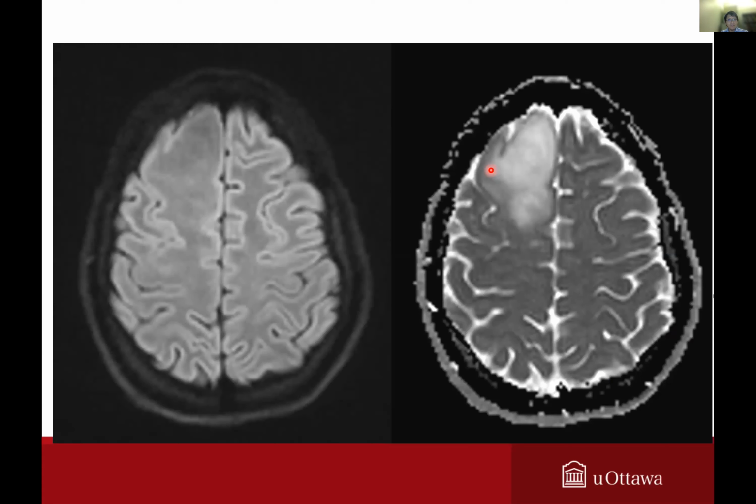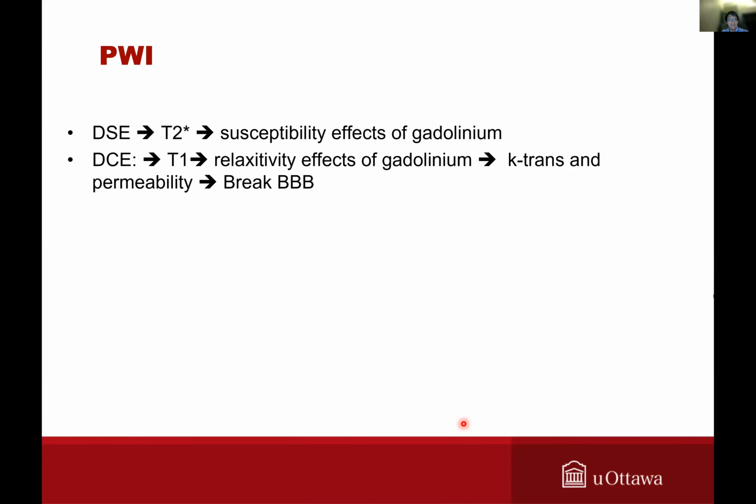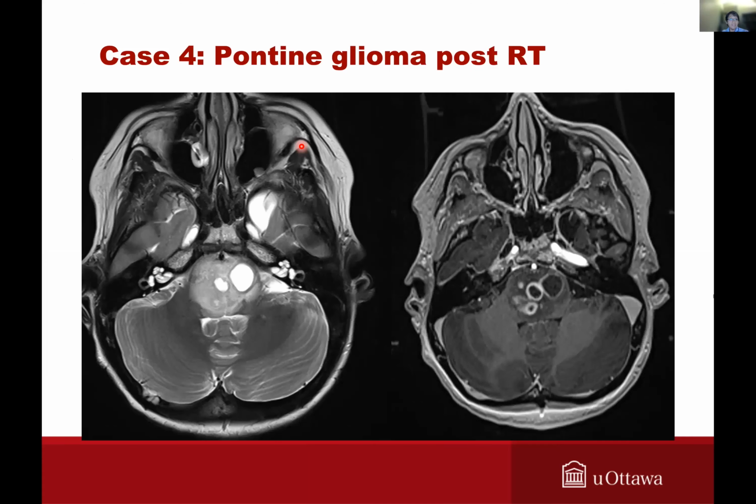And this is diffusion, where you see increased ADC values. When we did the dynamic susceptibility enhancement, you can see that the value within the tumor, or the area of the tumor, was much smaller than the contralateral side. So here we are speaking about a low-grade tumor. And when we did dynamic contrast enhancement, there was no difference between the normal tissue and the abnormal tissue on the same side. The curves were quite similar. This shows that there is no break of the blood-brain barrier, and there was not too much susceptibility effect of gadolinium within the white matter. So that was a low-grade glioma.